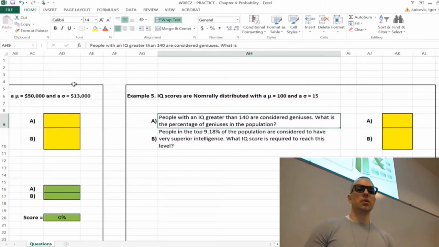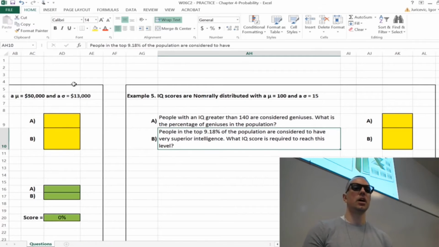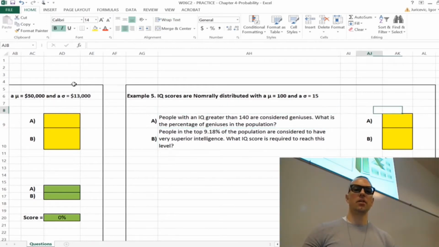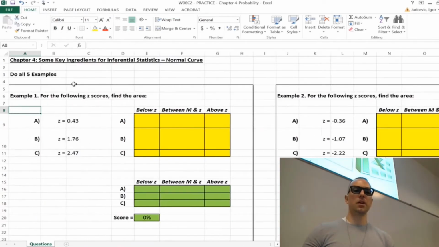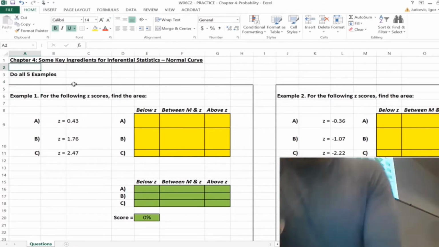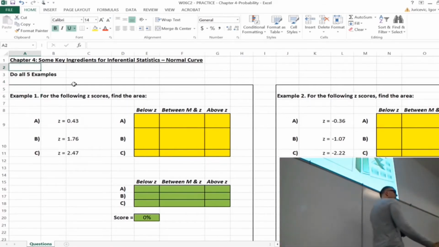So once again, starting with a raw score, given 144, what percentage are you? And then given a percentage in the top 9.18%, what IQ do you need to make it to that level? So we'll have about 15 minutes for everybody to give this a shot. Give it a shot on your own, and then call me over if you have any questions, and we'll just make sure that everybody's got these basics down by the end of the day.